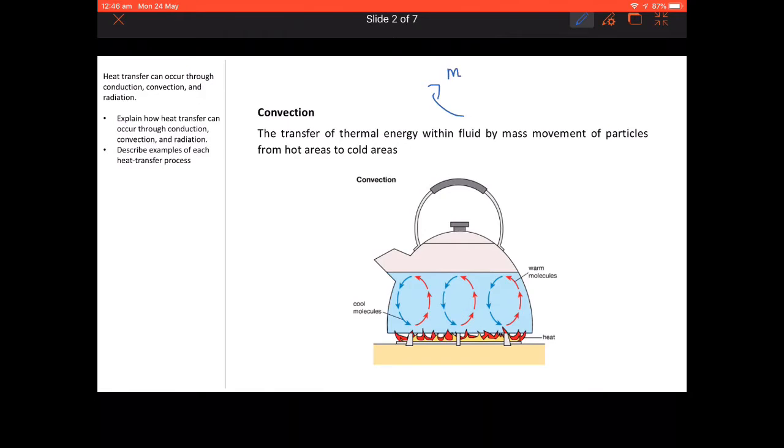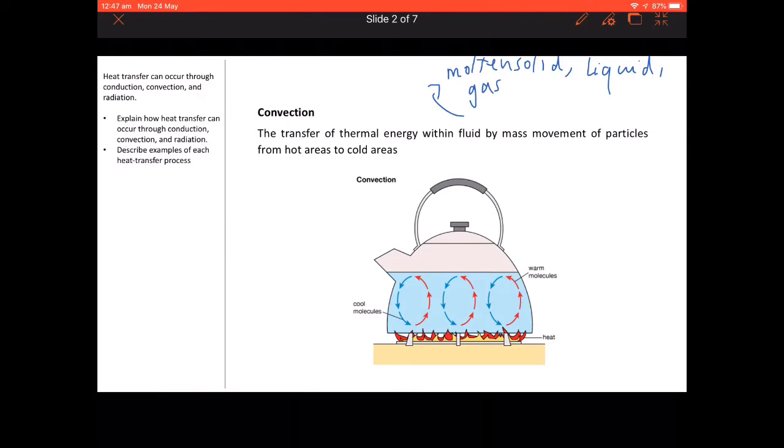First thing I want you to do on your handout is make a note that fluid can refer to a molten solid. It can also obviously refer to a liquid, and it can refer to a gas as well, so it could be referring to any one of those things.